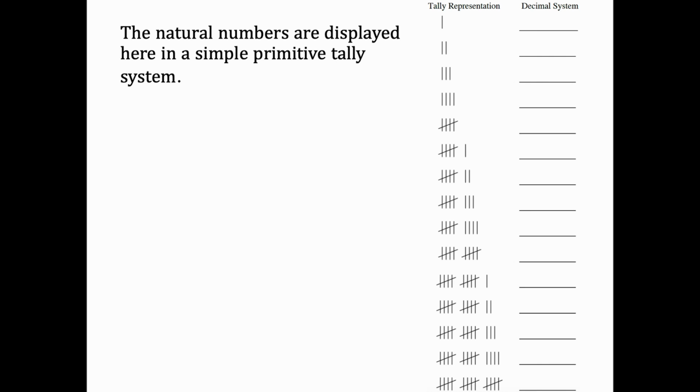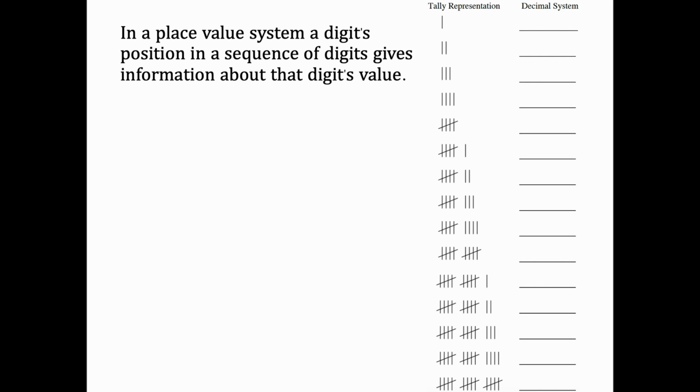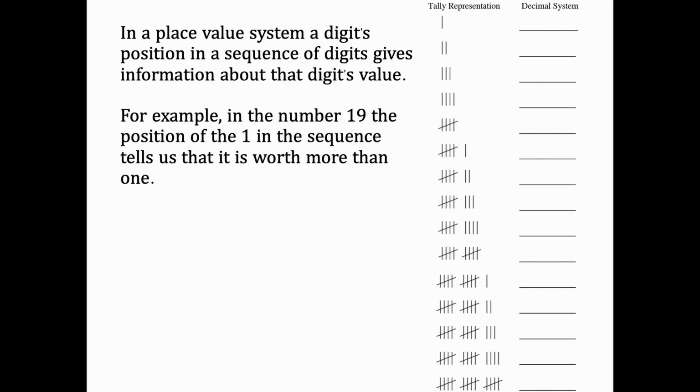Here, some natural numbers are displayed with a primitive tally system. Not only do we have more symbols today than the one that was used in the past, we now have a place value system to represent the larger and smaller numbers. In a place value system, a digit's position in a sequence gives information about that digit's value. For example, in the number 19, the position of the 1 in the sequence tells us it's worth more than 1. It's actually worth 10.